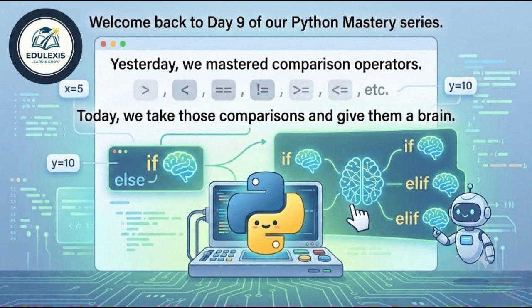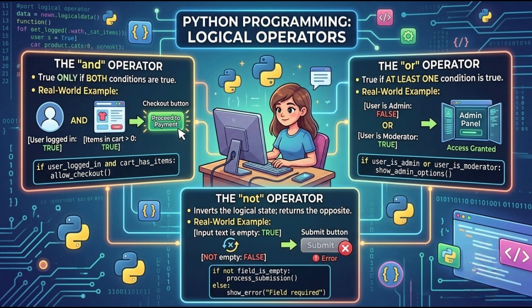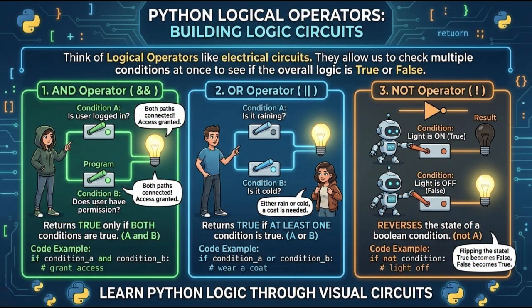Yesterday, we mastered comparison operators. Today, we take those comparisons and give them a brain. We're covering logical operators: and, or, and not. These are the building blocks of complex decision-making in your code. Think of logical operators like electrical circuits. They allow us to check multiple conditions at once to see if the overall logic is true or false.